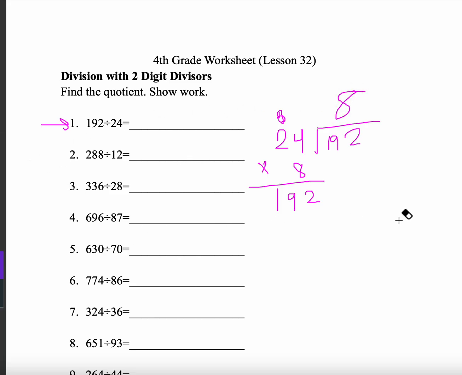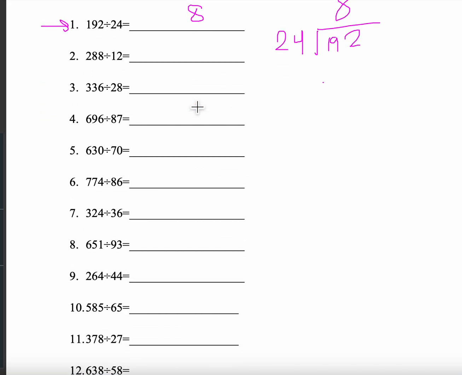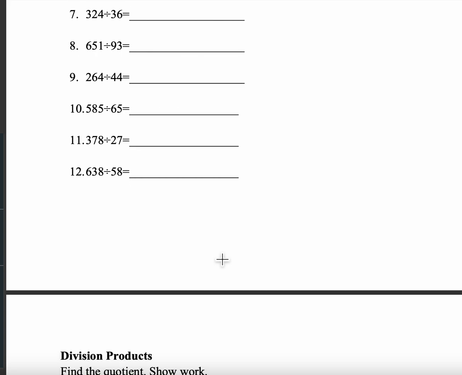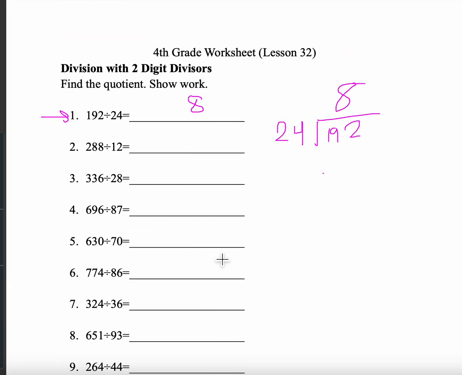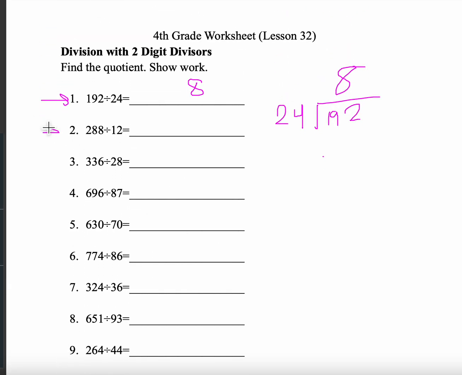So in this case, 24 times 8 would be 192, or 192 divided by 24 would be 8. So that's pretty simple. I'll try another one really quickly and then we can move on. So let's do 288 divided by 12.